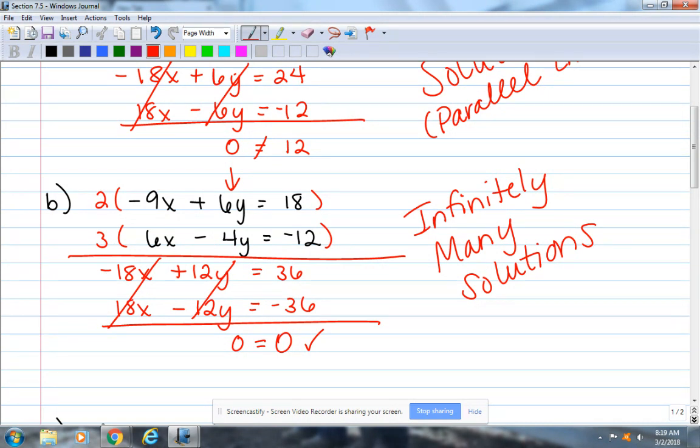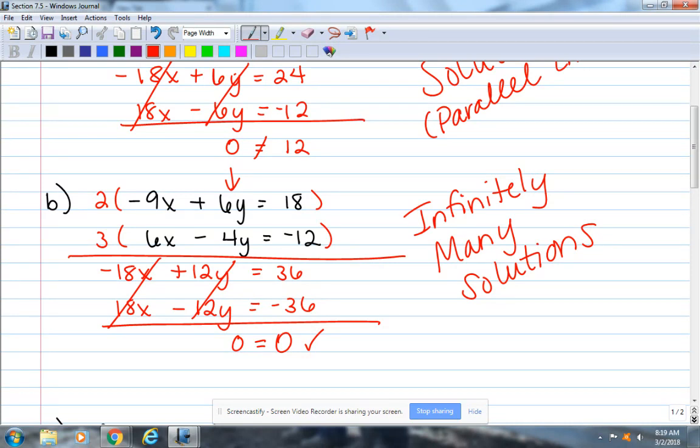So if the amount of solutions they have to this system of equations goes on forever, that means these lines are always touching each other because they're exactly on top of each other, also known as the same line. So if I were to get these both in slope-intercept form, guess what? It'd be the exact same line.